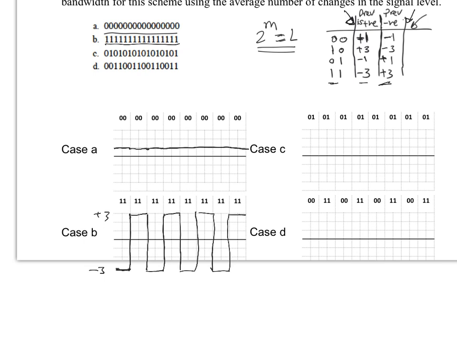So that's easy. Even though we have straight ones, we have some alternation, and that's good because it enhances error recovery at the receiver side. When we have signal level changes, we have better error recovery and better self-synchronization. For case C, we have 01, 01, 01, 01, and so on. For the first 01, we go negative, so it's minus 1. Since we are negative, we look at the next column, so it becomes positive 1. Then 01 again becomes negative 1, then positive 1, then negative 1, and so on.